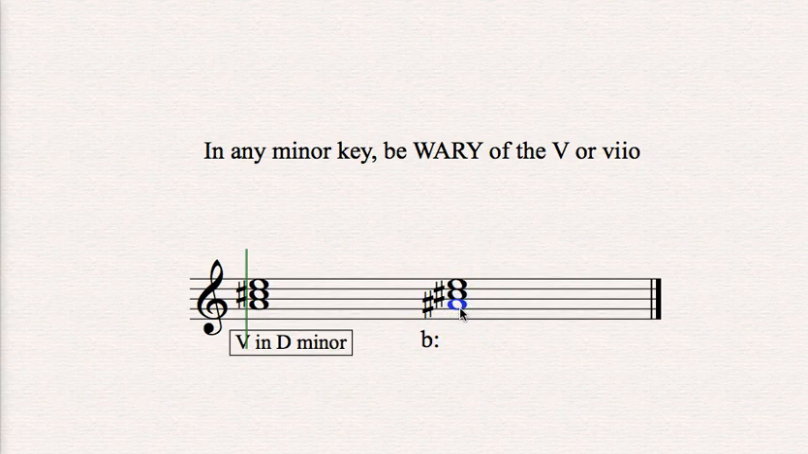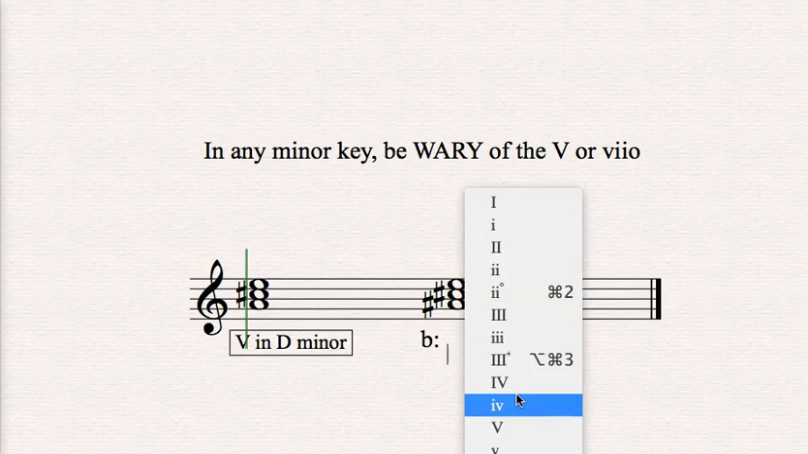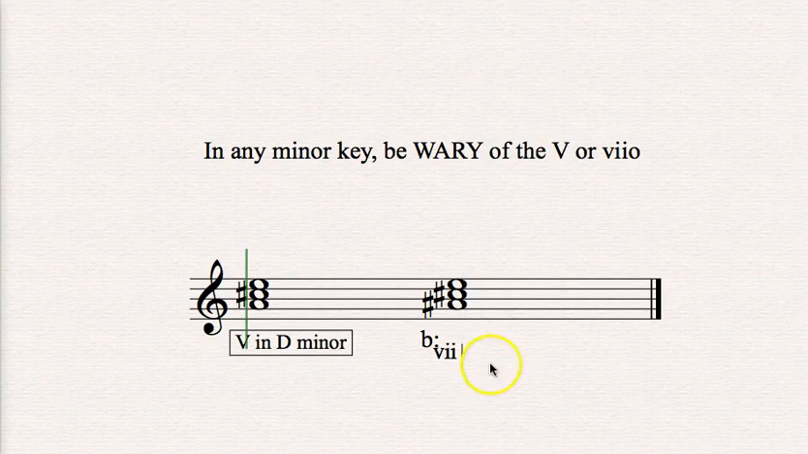So this must be a 7 chord. And in fact, it's not just a 7 chord. It is a 7 diminished. Let's find that 7 diminished here so that you can see it. It is a 7 diminished, I'm sorry, it's not a 7 chord, it's a 7 diminished triad.